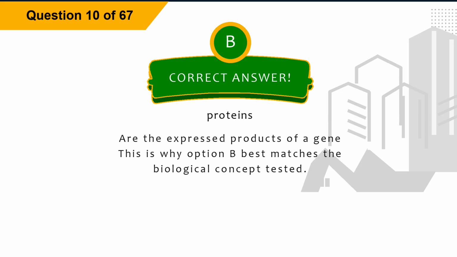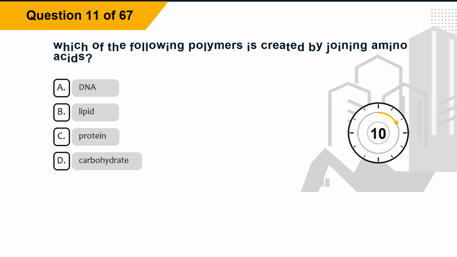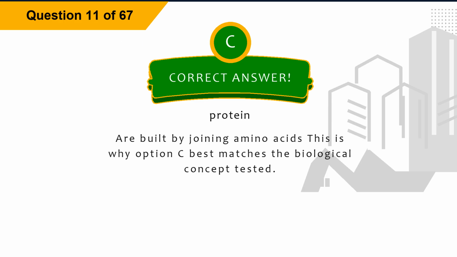This is why option B best matches the biological concept tested. Question 11. Which of the following polymers is created by joining amino acids? Option A, DNA. Option B, lipid. Option C, protein. Option D, carbohydrate. The correct answer is Option C, protein. Explanation: Proteins are built by joining amino acids. This is why option C best matches the biological concept tested.